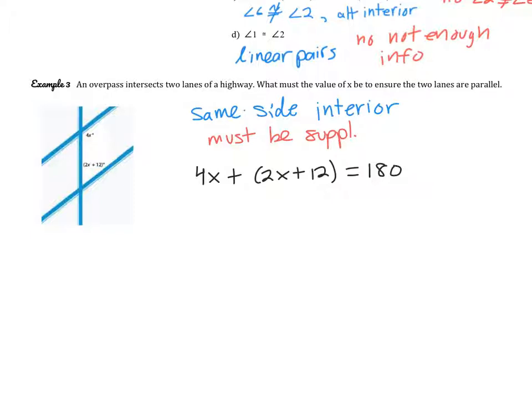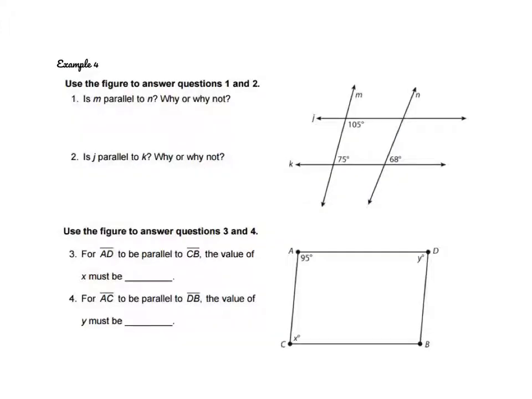All right, so now all we have to do is combine like terms and solve. So here I have 6x, I combine 4x and 2x, and I'm going to subtract 12 from each side. And then if I divide both sides by 6, I get x equals 28. So if this x value is equal to 28, then that would make these two angles supplementary, which we can conclude would make these two lines parallel.